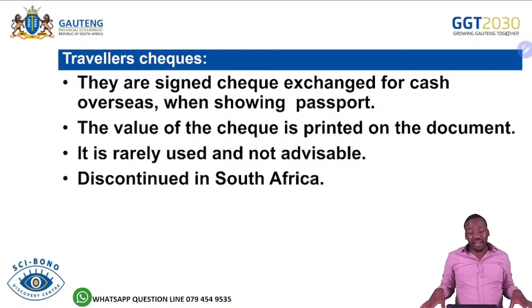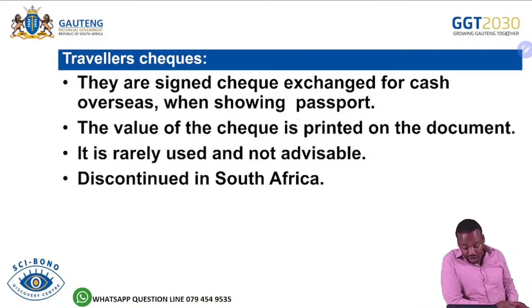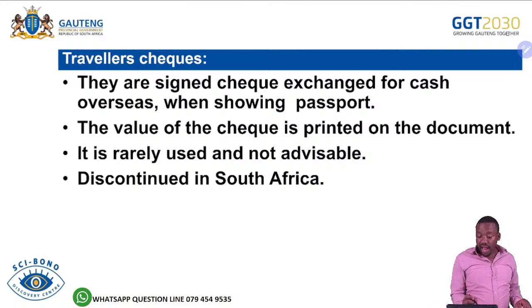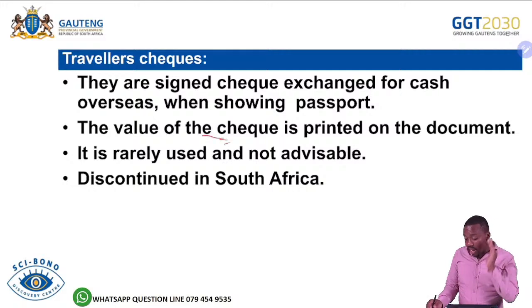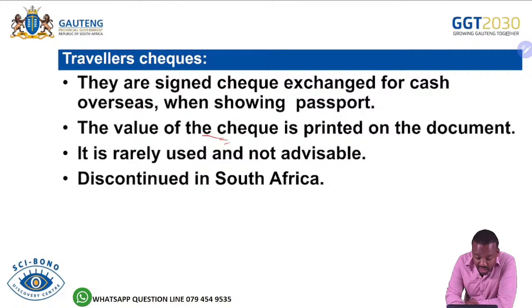Then we have a traveler's check. Remember we spoke about a bank draft. Now we have another method, which is a traveler's check. They are signed checks exchanged for cash overseas when showing a passport. And we are saying the value of the check, meaning how much is there, is printed on the document.